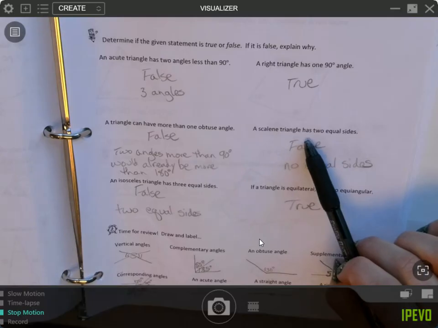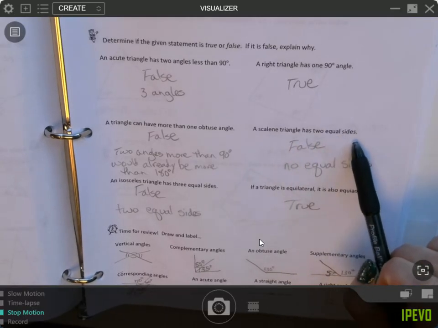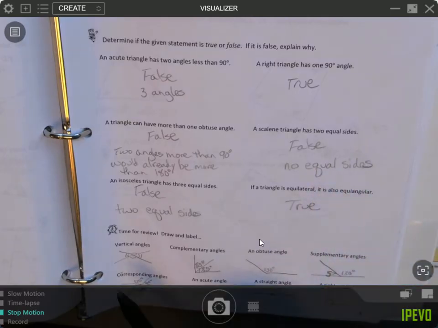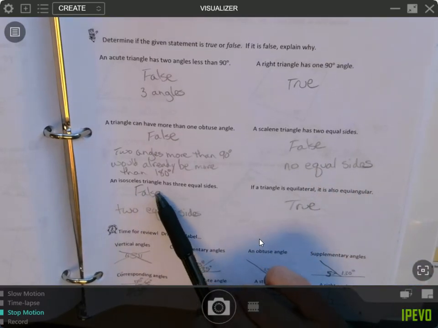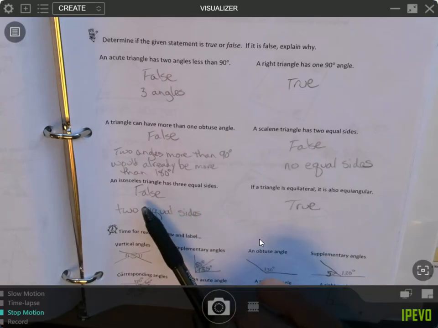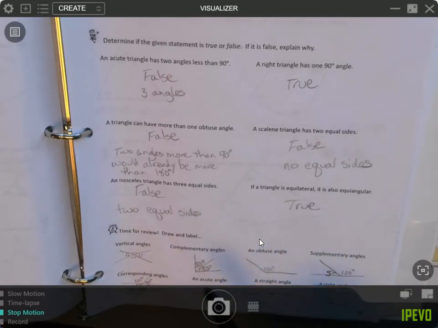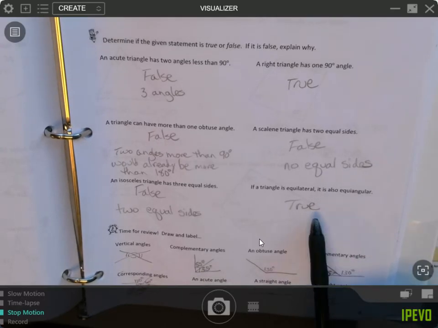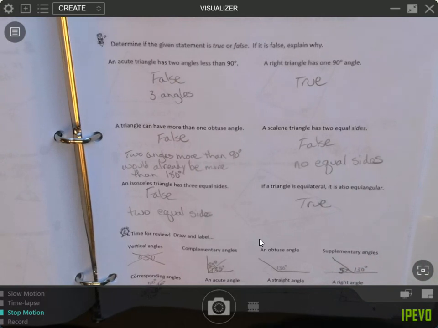A scalene triangle has two equal sides. That's false. The scalene triangle has no equal sides. An isosceles triangle has three equal sides. That is false. It has two equal sides. And if a triangle is equilateral, it is also equiangular. That is true. Any questions on any of those?